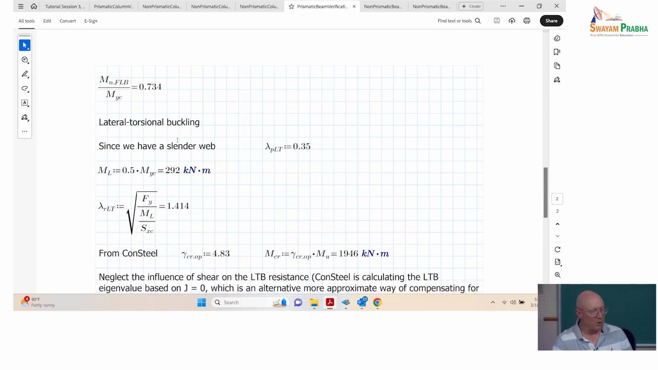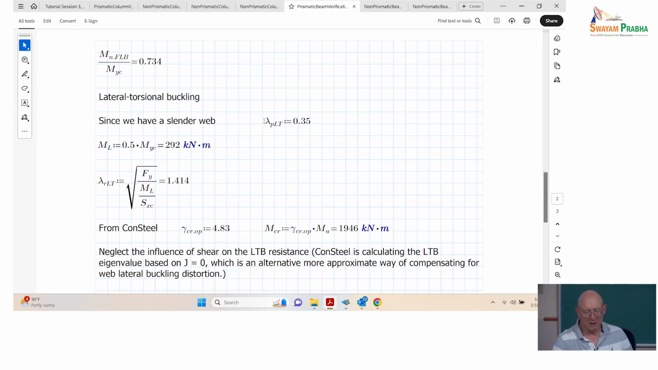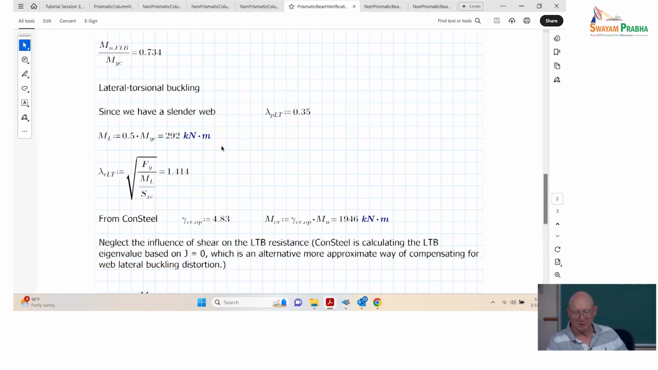We have a slender web, and so things get relatively simple in some respects if we have a slender web. The lambda P limit, that basically gives us the width of the plateau strength, is a constant regardless of any moment gradient for a slender web section, 0.35. This is exactly the way it's been in Design Guide 25 and the way it's been programmed in Consteel.